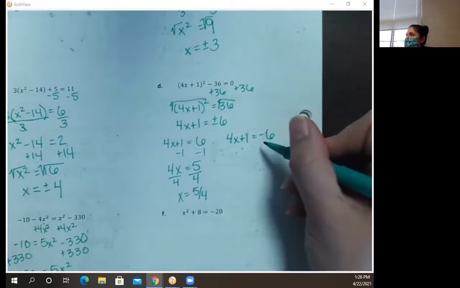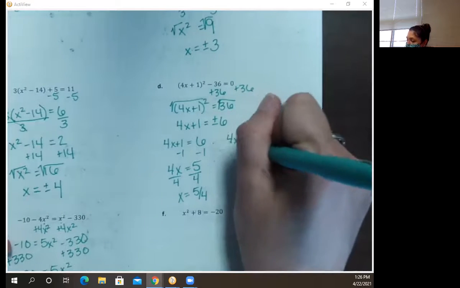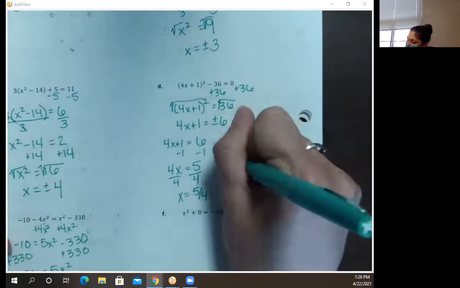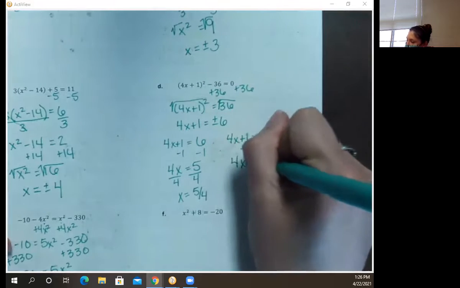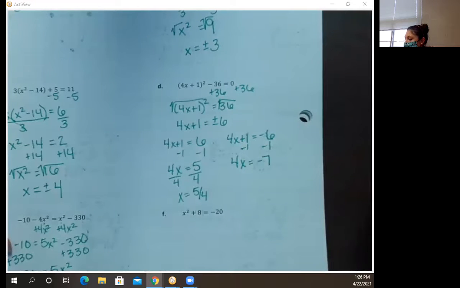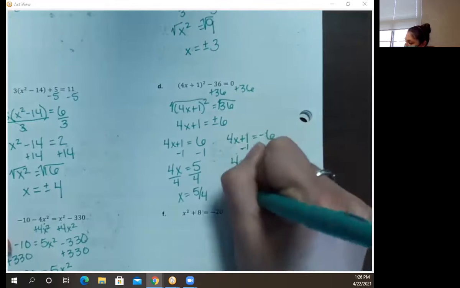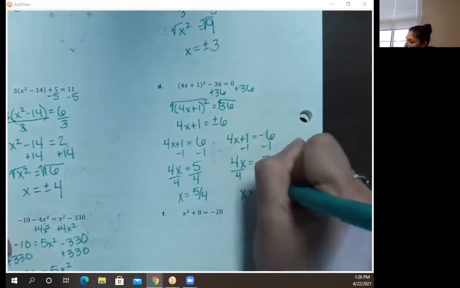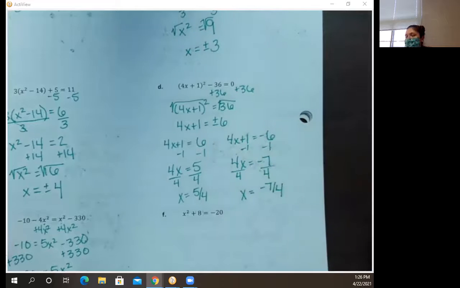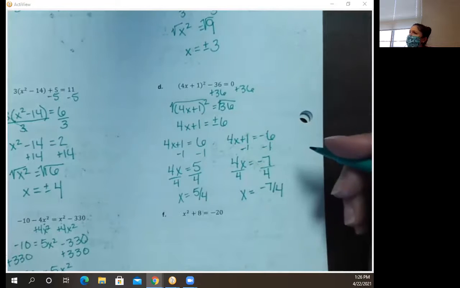Now I'm going to do the same thing on my other equation here. Move the 1. I get 4x equals negative 7. Then divide both sides by 4. And I get x equals negative 7/4. Again, as long as your fraction is reduced, that is a perfectly acceptable format for an answer. Questions on D?